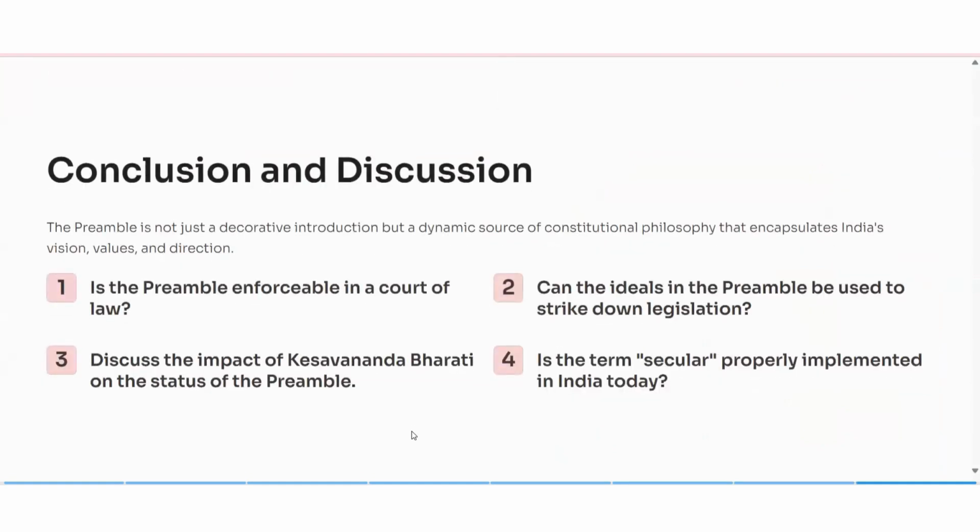Now, to conclude this lecture, the preamble is not just a decorative introduction, but a dynamic source of constitutional philosophy that encapsulates India's vision, values, and direction.